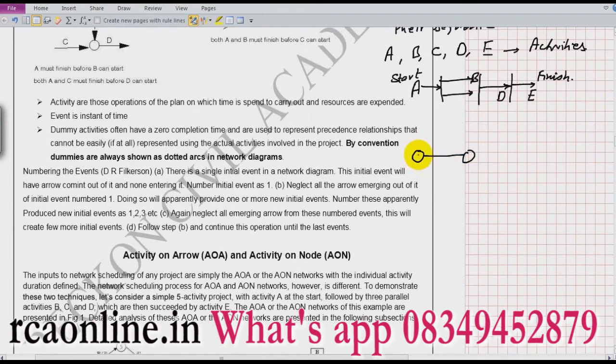This is my first event, which is the start of the activity A. And this is my second event, which is the finish of the activity A. Now, the direction of the arrow shows the progress of the network. So we are moving from one event to event number 2. Now at the second event, I have the start of 2 activities, B and C, in parallel. So this is my B activity, this is my C activity.